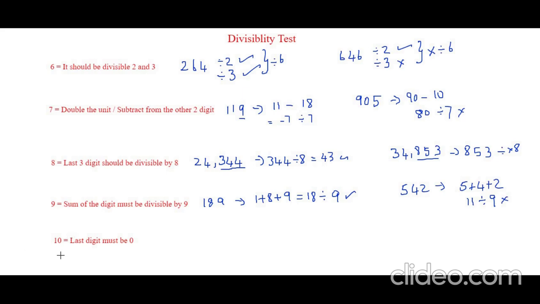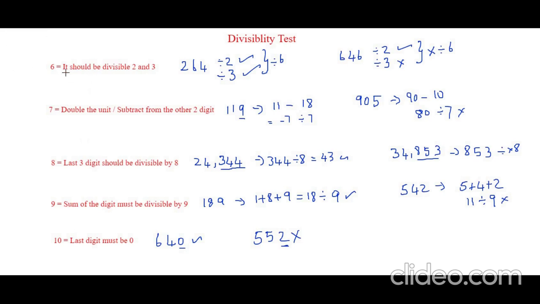Now the last one, which is the divisibility test of 10. The divisibility test of 10 is pretty easy. We just need the last digit to be 0. For example, 640. Here the last digit is 0, so it is divisible by 10. Let's take another example: 552. Here the last digit is 2, so this is not divisible by 10. Pretty easy, right? Now let's have a recap.